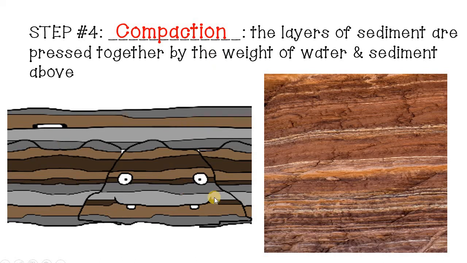So I've got a cartoon example here, and I've got a real life picture example of what's happening. And so if you think about these very bottom layers of sediment, what's happening to them is that on top of it, there are more and more layers of sediment getting deposited, and then on top of that, there is water. So all of the weight of the sediment above it plus the water above it is pressing down on it so that the individual pieces of sediment are getting pressed together to take up less space and get closer and closer together.